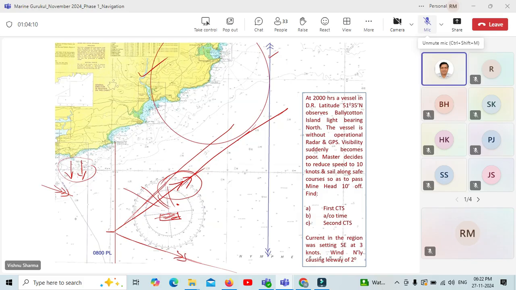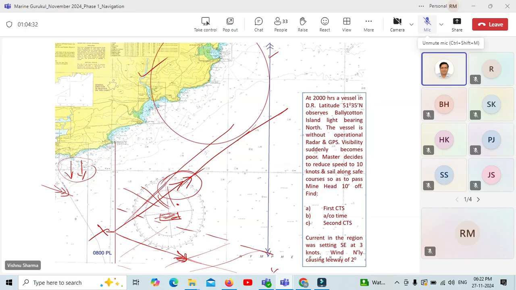And then have a safety margin on both sides. Make sure that this zone is safe. And then this becomes my first CMG. Now in this case, everybody is going to get a different answer. Everybody will get a different first CTS and alteration time.